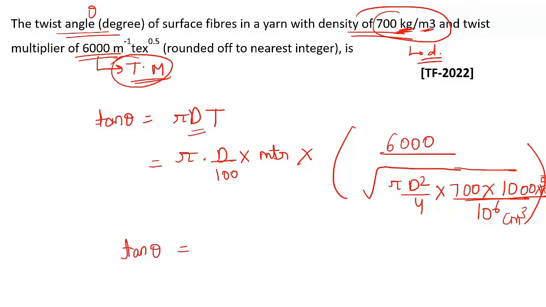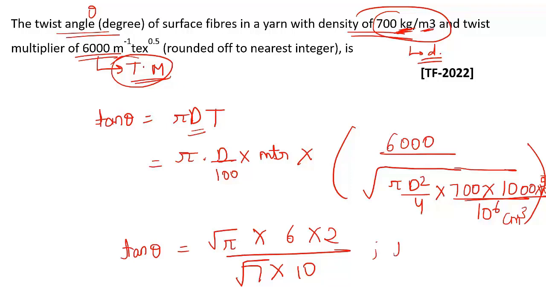Okay, then if you solve all these things, tan theta will come out to be root pi upon root pi, everything will get cancelled, and it will come out to be 6 into 2 upon 7 into 10, not 7, it is under root 7. So upon solving this equation, I have solved it already, tan theta will come out to be 0.809.